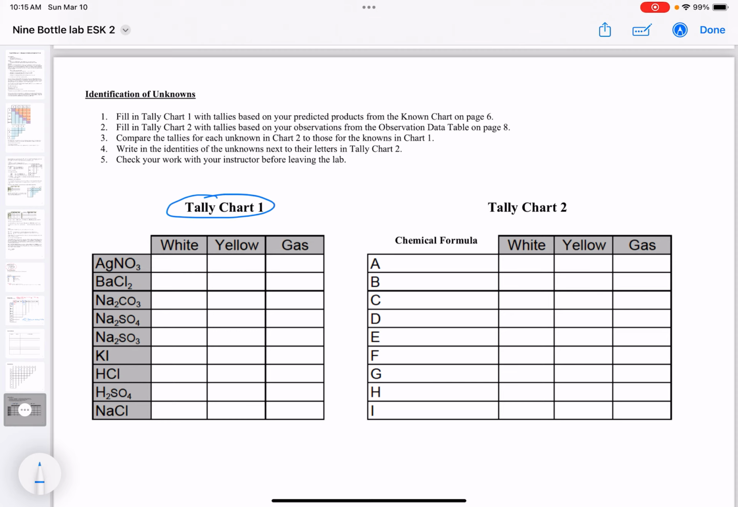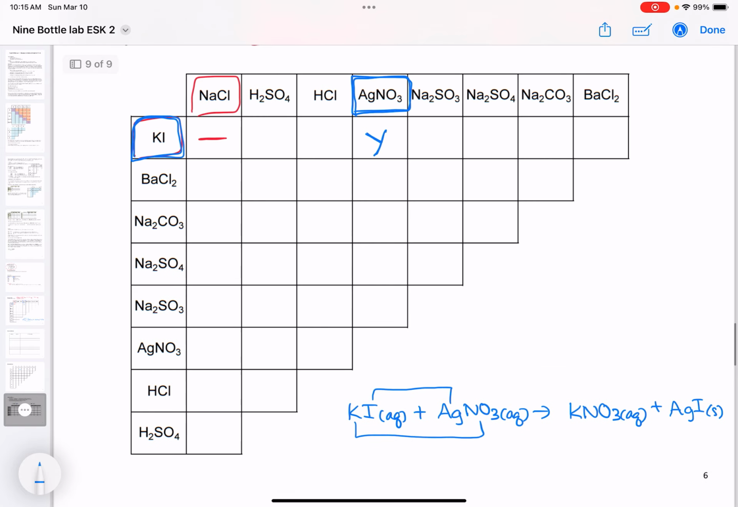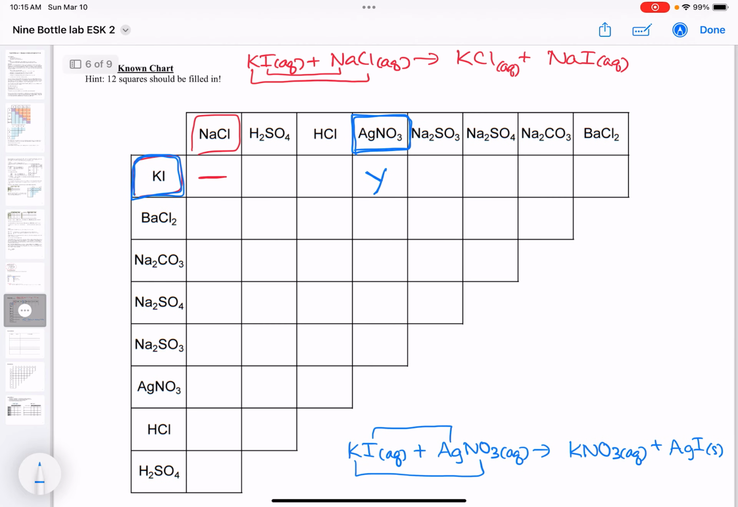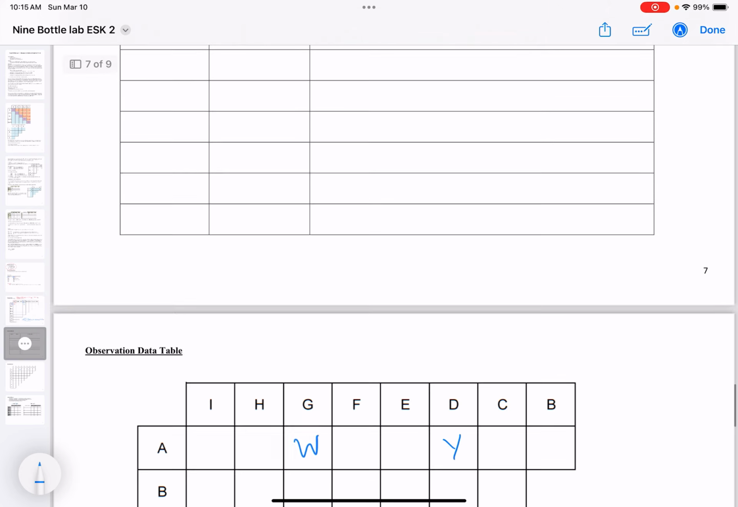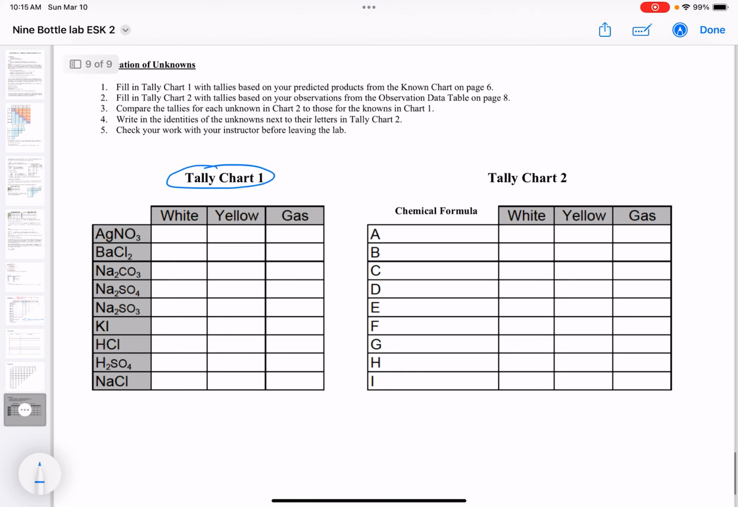You're going to look at your completed chart up here, and you're going to see how many Y's do I have, how many W's do I have, and you're going to tally them all up. And then we'll be able to use that tally chart and compare it against your unknowns in the lab, and you'll be able to figure out which unknown is which chemical formula. And then I'll check that before you guys leave the lab so you know if you have it correct.